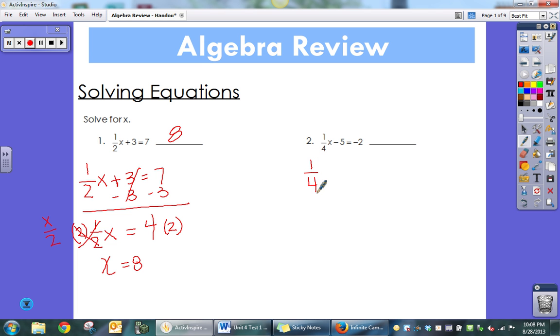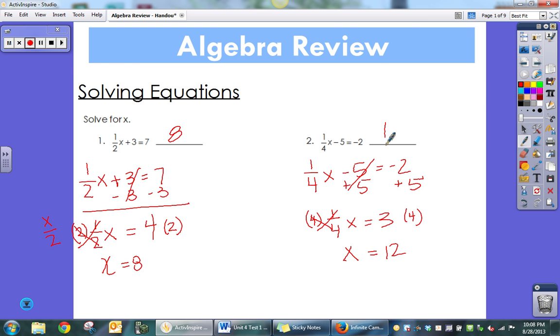Another fraction, I'm going to combine my like terms. So I'm going to add 5 to both sides. Got 1/4 x equals 3. And again, multiplying by 4, because 1/4 times 4 becomes 1. So 1x equals 12.